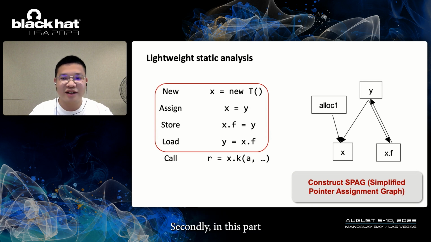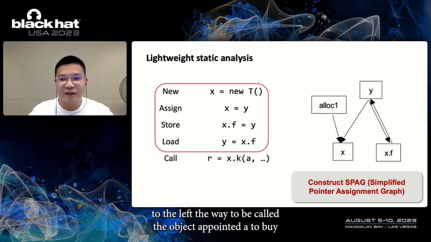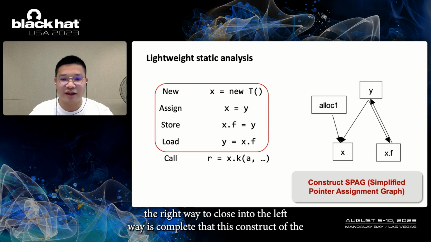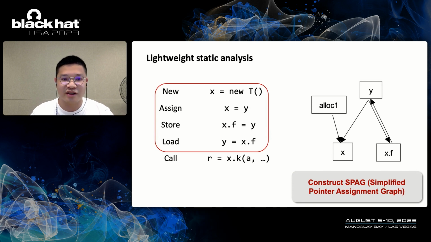Secondly, in this part, we allow for false positives. We treat the left and the right value of these 4 types of statements as vertices in the SPAG, and use a directed edge to connect the right value to the left value, because the object pointed to by the right value flows into the left value. This completes the construction of the SPAG.